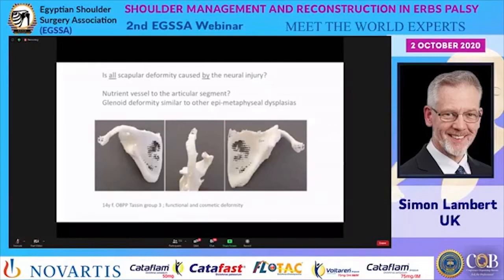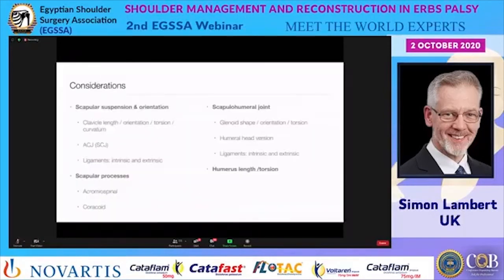But I would be very interested in my colleagues' views about the possibility that some babies are predisposed to worse scapular deformities even before birth. If that's true, then there's a very important group of babies which we need to think about in a different way. And one reason I say that is the glenoid deformities that we see are very similar to other epimetaphyseal dysplasias, which are due to genetic vascular deficiencies. It's a fascinating subject, which I haven't got the answer for, but I put it to you that there is something in there. What we're going to consider now, though, are four things.